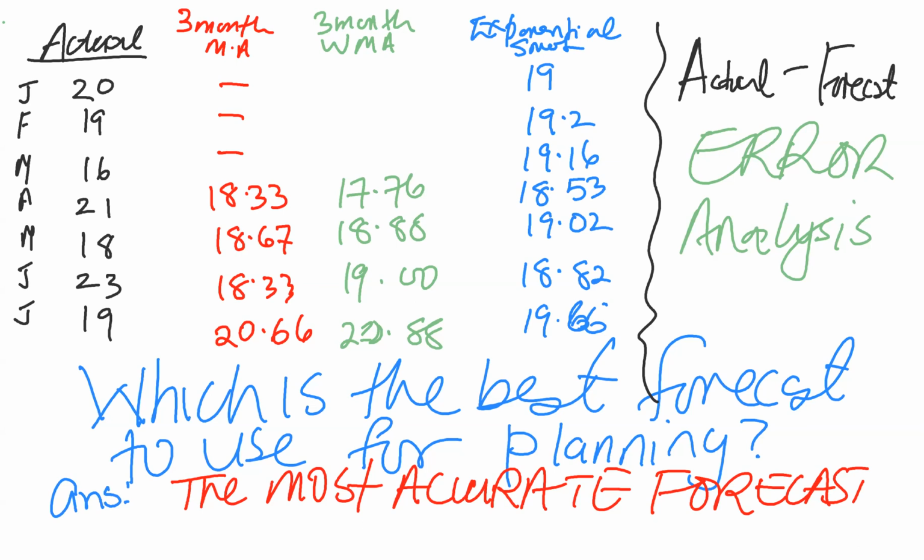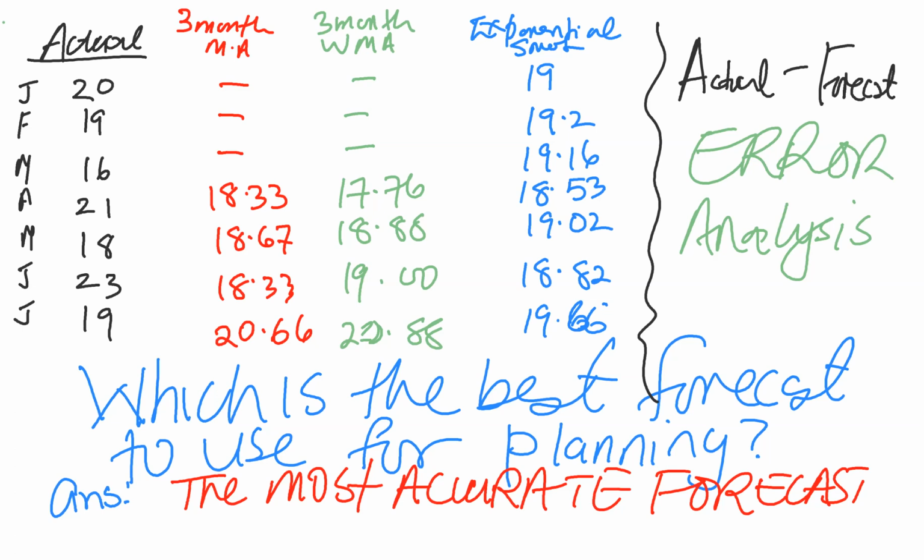Likewise, for the 3 month weighted moving average, you cannot calculate an error for January, February, or March because there's no corresponding forecast. But for the exponential, you can calculate an error beginning from January because there is a corresponding forecast. So note that. I know it doesn't make a difference to the problem. You begin where the data has a corresponding forecast. Begin calculating your error where the data has a corresponding forecast, okay?